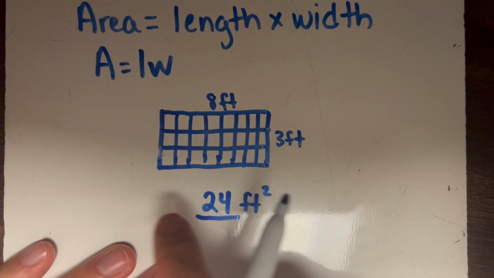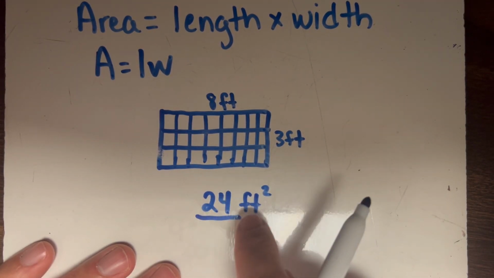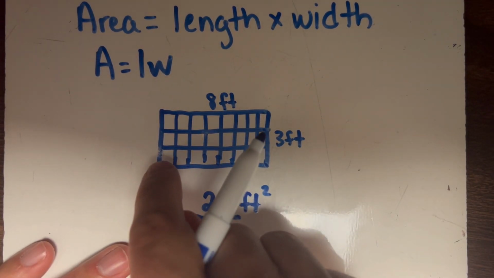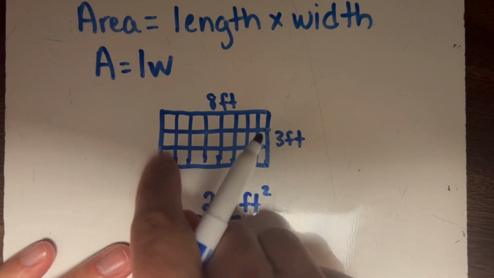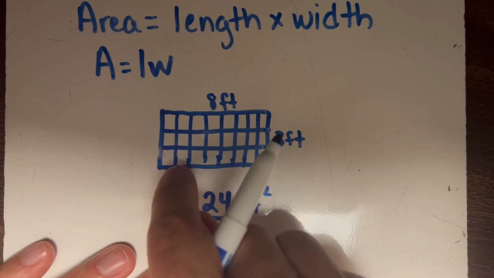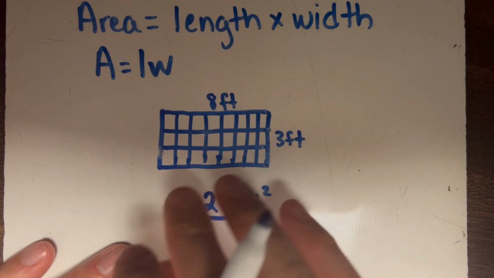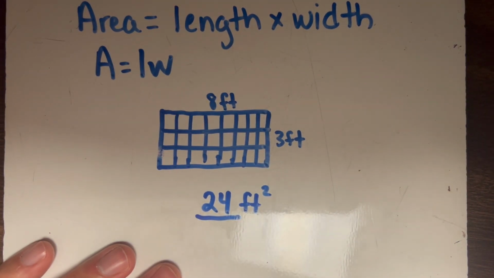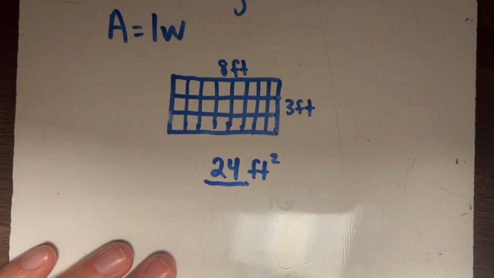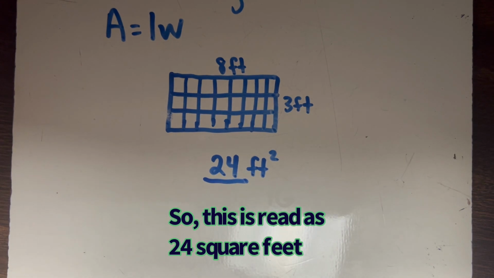And now you see why, because when we're talking about a square foot, this would be 1 square foot, 1 foot wide, 1 foot long. So we have 24 of those, and we represent it with the exponent of 2. Okay? So that's a little bit of 4th grade review.